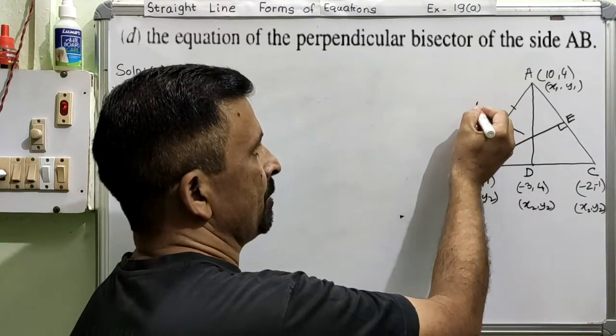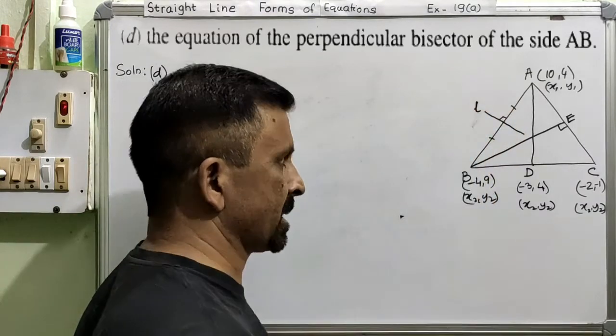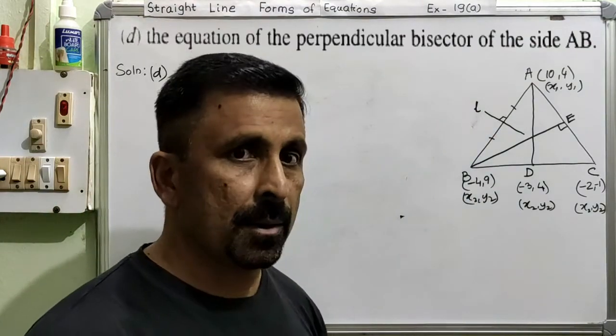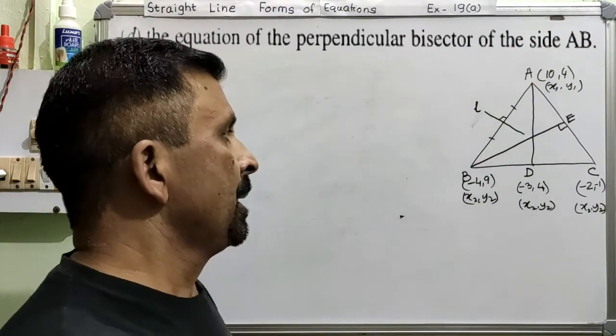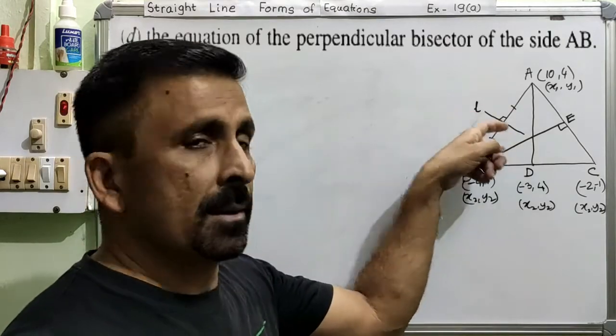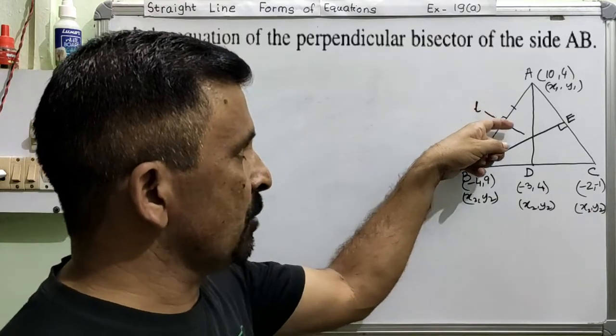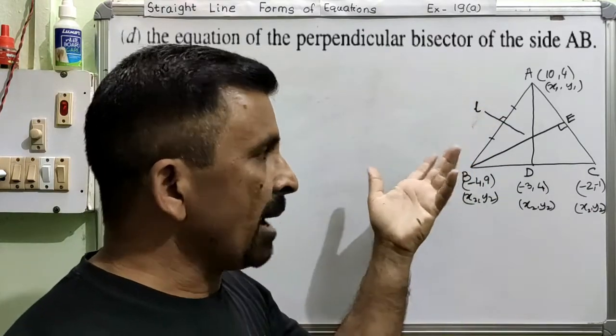This is L. This L is the perpendicular bisector. So we are asked to write the equation of the perpendicular bisector. Is the question very clear? We are asked to write the equation of the perpendicular bisector. Now look here. For writing the equation of this one, we should have some information, no?